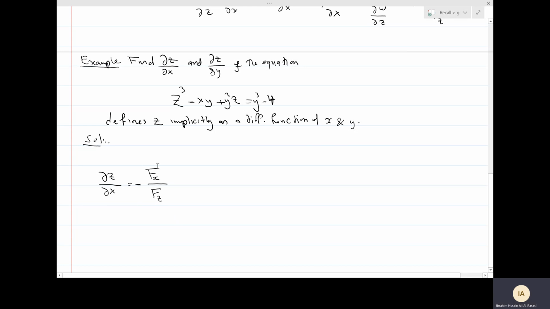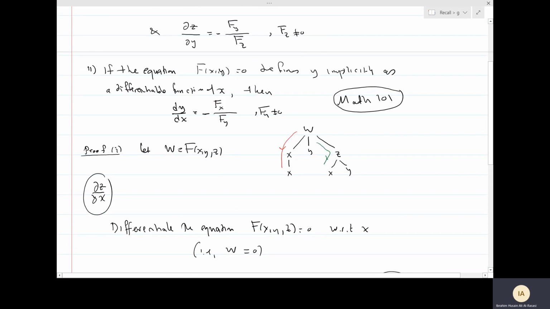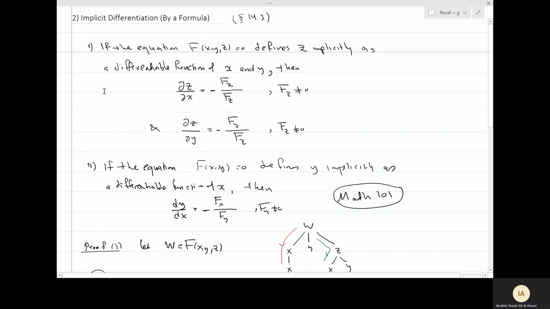Now, to apply the formula, I have to know capital F. What is capital F in this equation? According to the statement of the theorem, notice the equation is F of x, y, z equals 0. So the formula is given where F is in this form. So collect all terms on one side and equate it with 0. To find F, I have to collect all terms on one side, and I leave 0 on the other side.